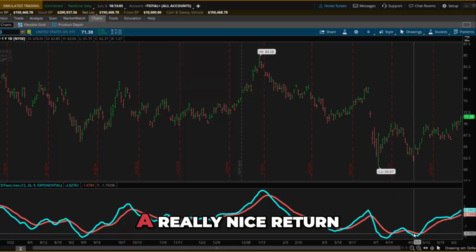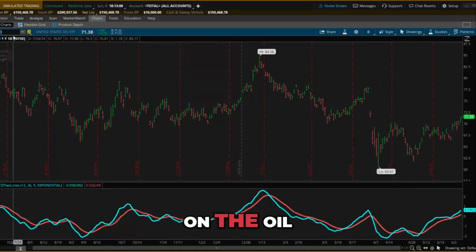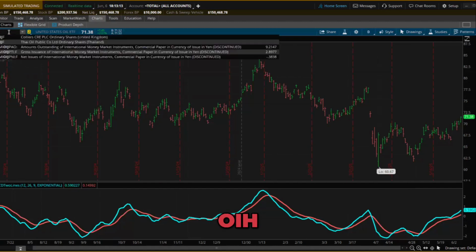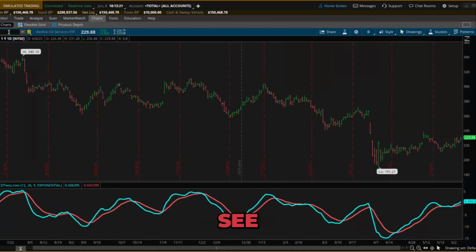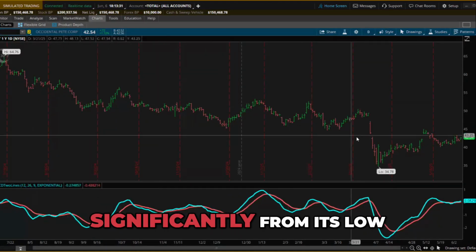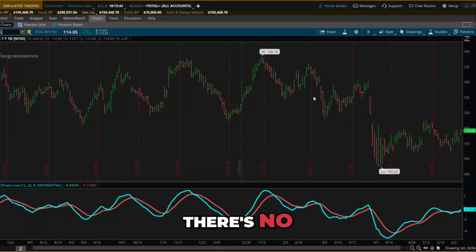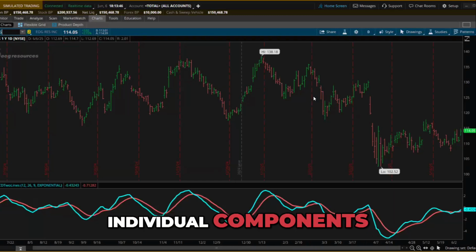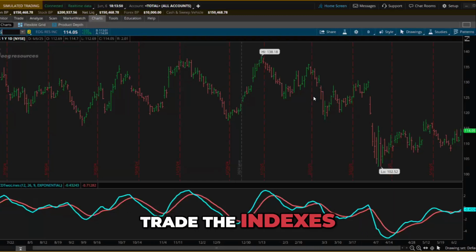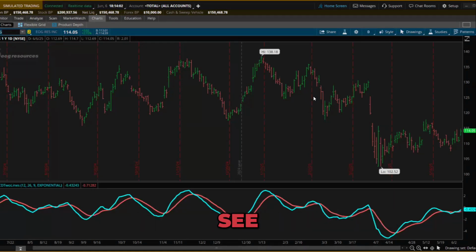So that's a really nice return on the oil stocks. And so like OIH, be good. Let's see, Occidental, it's up significantly from its low. Let's see, EOG. There's no point in looking at individual components. Just trade the indexes. See what I'm saying? It's much easier to find the USO index and see if it has a divergence than to search around and look at all these individual components. See? Much, much easier.